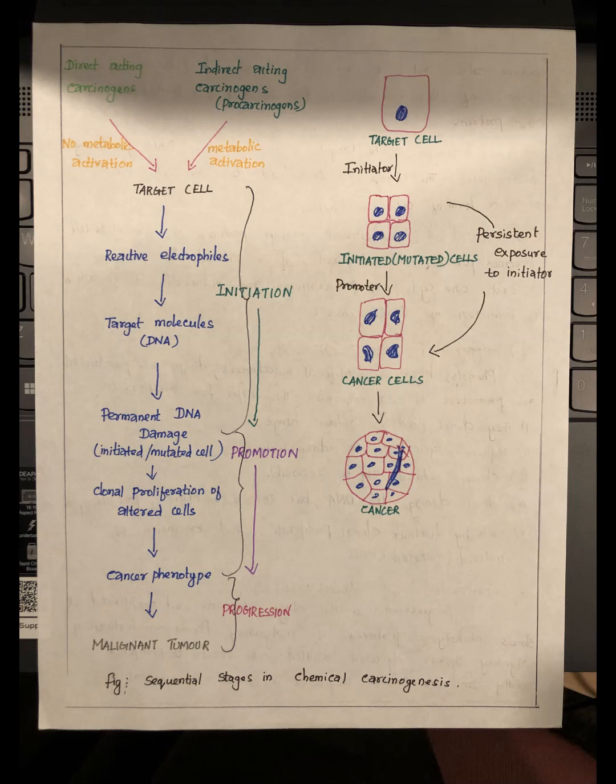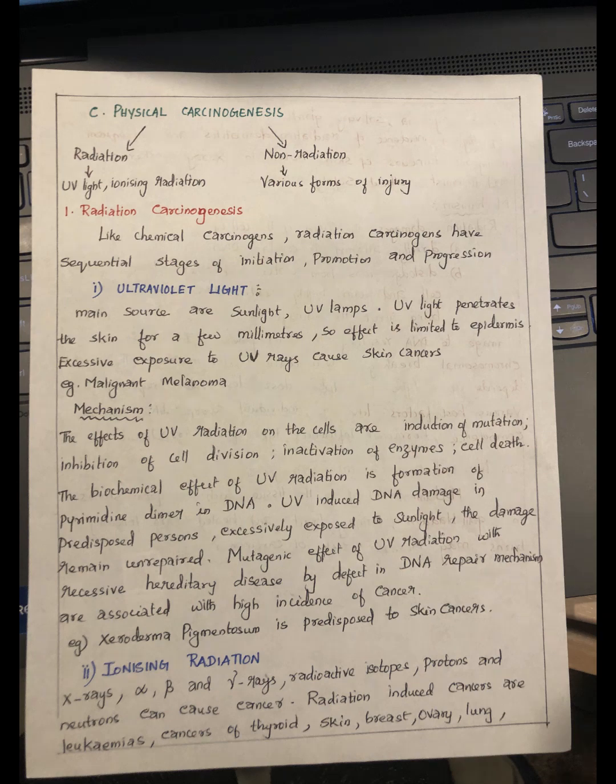Next, we will see how physical agents play a role in cancer pathogenesis. Physical agents are radiation and non-radiation induced. First, we will see about radiation carcinogenesis. Examples of radiation-induced carcinogens are ultraviolet light and ionizing radiation. Like chemical carcinogens, radiation carcinogens also undergo initiation, promotion, and progression stages.